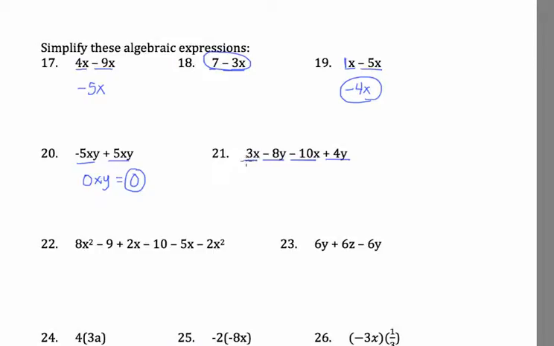So when we add like terms, we're going to add our x's together. Remember, think money. I had $3, I lost 10, so I went into the hole. Negative 7x. Now our y's, a negative 8y and a positive 4y. Think money. You lose $8, you win 4 back, you're still in the hole, but only 4. So that's negative 4y.